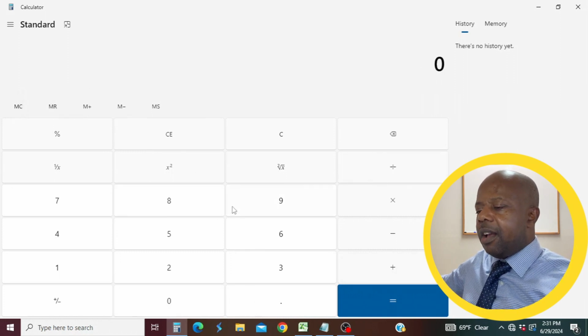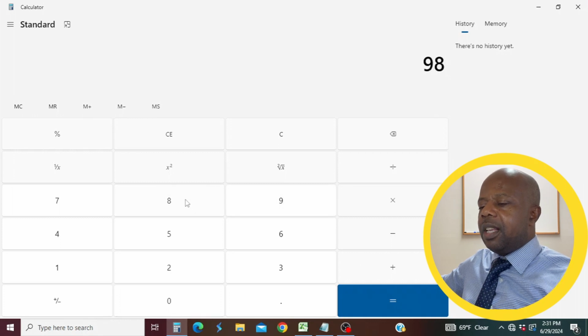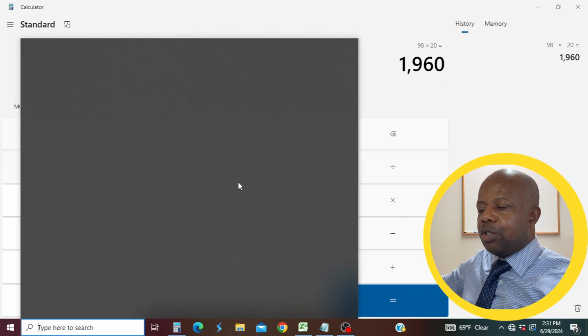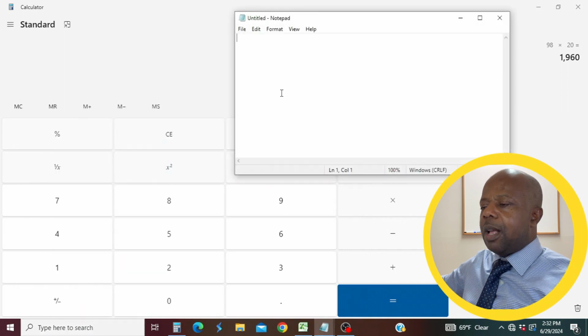All right, let's say I have the number 98 that I want to multiply by 20. Since I have 20 in memory, I can simply recall it, and then I click multiplication, and then it will multiply those two numbers for me. This number 1960, if it is very important to me and I want to remember, I can right click, select the number, and I can go to my notepad, for example, and paste the number.